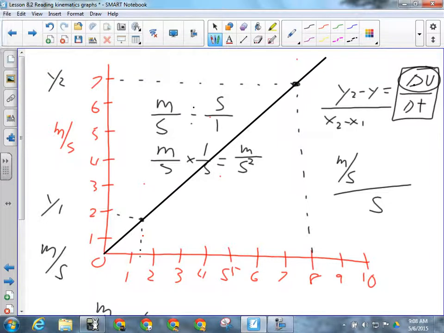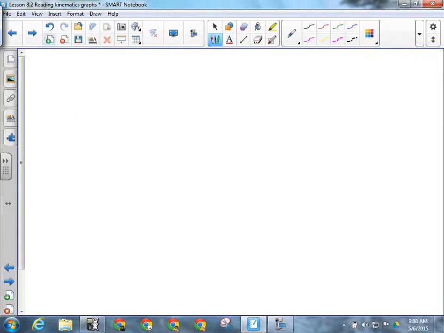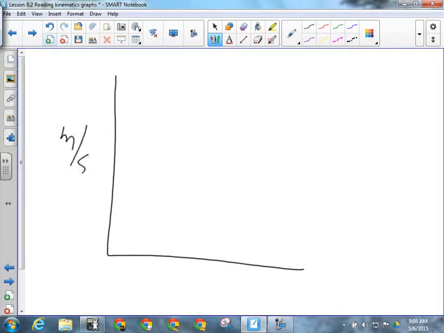All right, so that's what the slope will get me. It is also possible to calculate how far the object travels from this kind of graph. Let's have a look at that. Let's say I've got an easier graph. Let's say that my velocity versus time graph looks like this. So this object is traveling at a constant speed. Let's say that constant speed is 2 meters per second, and let's say the time goes up to 4 seconds.